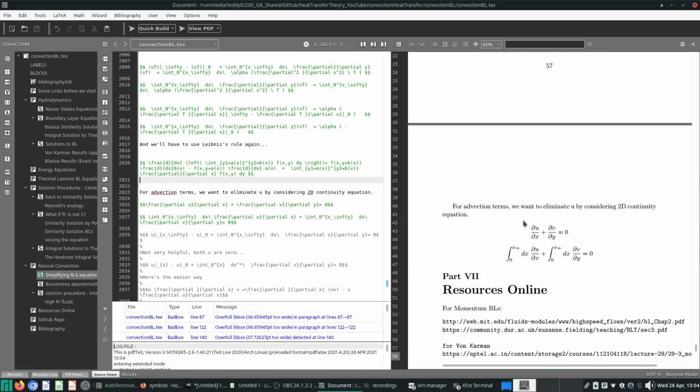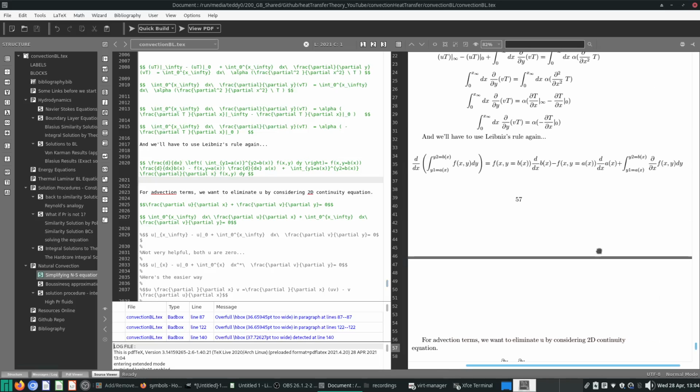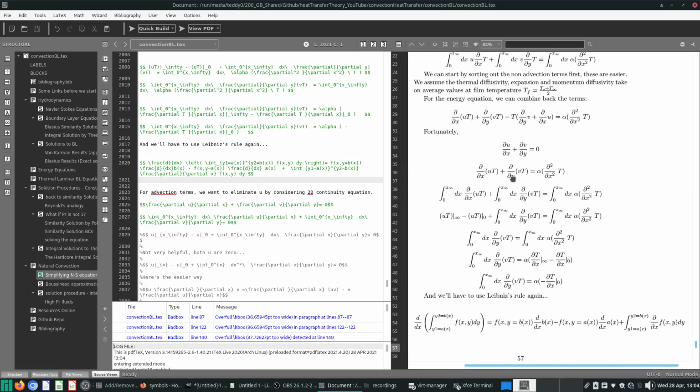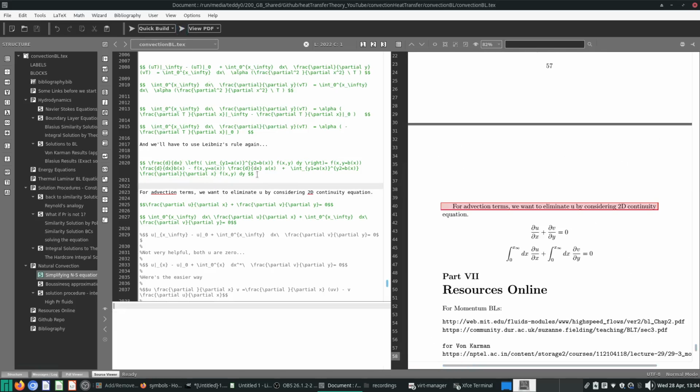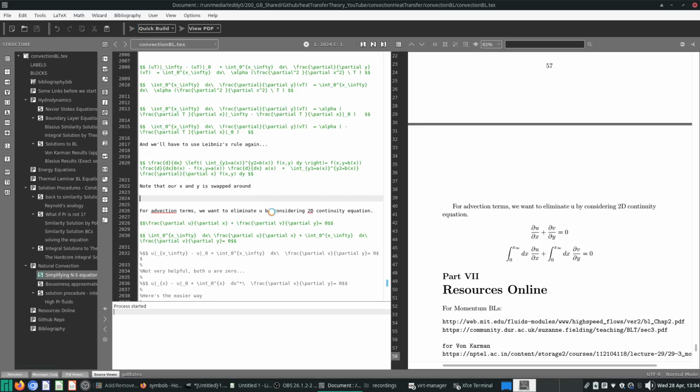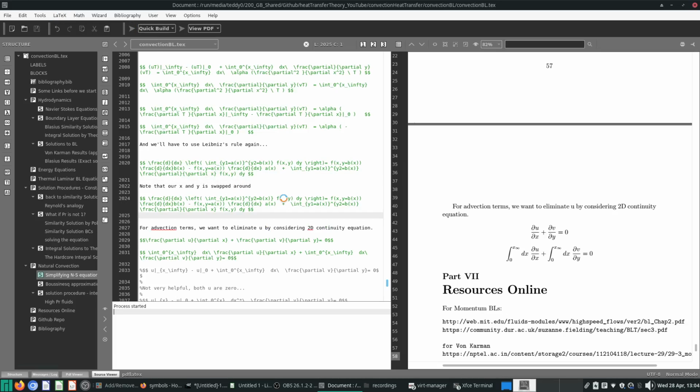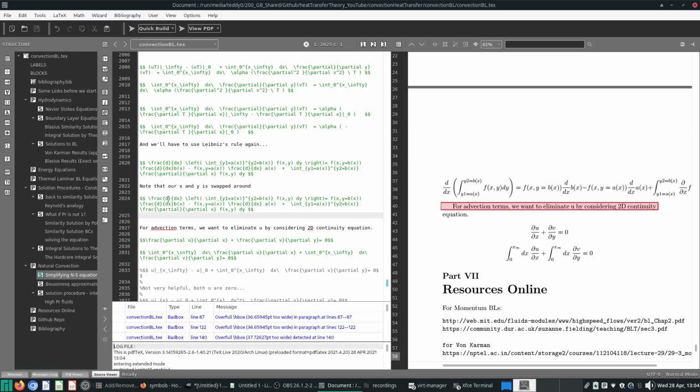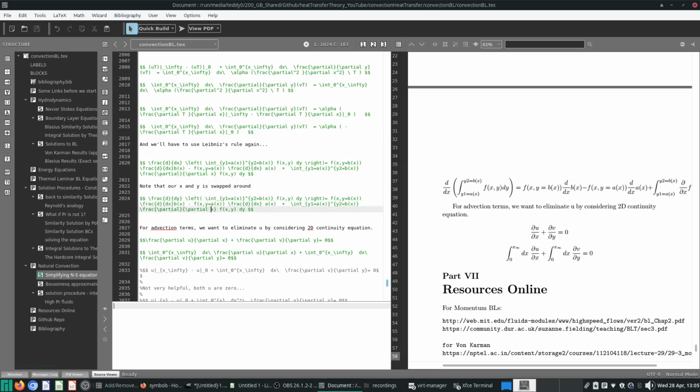What are we going to do now? First thing first, our x and y's are kind of swapped around. Note that our x and y is swapped around. So everywhere there's an x, I need to swap it with a y, and everywhere there's a y, I need to swap it with an x, just by nature of the coordinate systems.